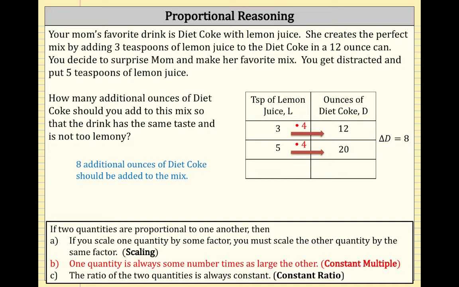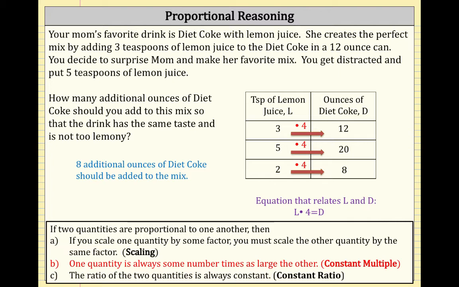But let's look at this another way. We know that we wanted 3 teaspoons of lemon juice, but we accidentally put in 5 teaspoons. So that means we had 2 extra teaspoons of lemon juice. So we could think about how much additional Coke we need to add for the additional teaspoons of lemon juice. Using the constant multiple, we multiply 2 by 4, and that says we need 8 additional ounces of Coke. So that's a second way to come to the same conclusion, that 8 additional ounces of Diet Coke should be added to the mix.